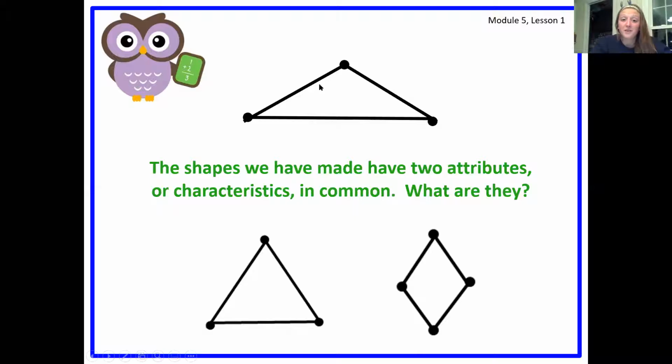Well, the first 2 have 1, 2, 3 corners. This one has 1, 2, 3 corners, and 1, 2, 3 sides. So these 2 both have the same amount of corners and the same amount of sides. This one is not the same amount of corners or sides, but it does have corners and it does have sides.